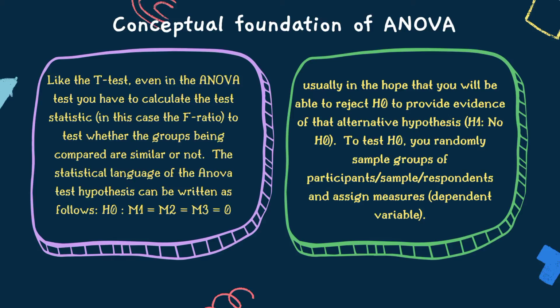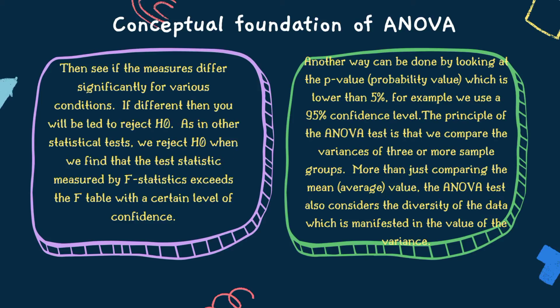To test H0, you randomly sample groups of participants, respondents, and assign measures of the dependent variable. Then see if the measures differ significantly for various conditions. If different, then you will be led to reject H0. As in other statistical tests, we reject H0 when we find that the test statistic measured by the F statistic exceeds the F table at a certain level of confidence. Another way is by looking at the P value, probability value, which is lower than 5%. For example, we use a 95% confidence level.